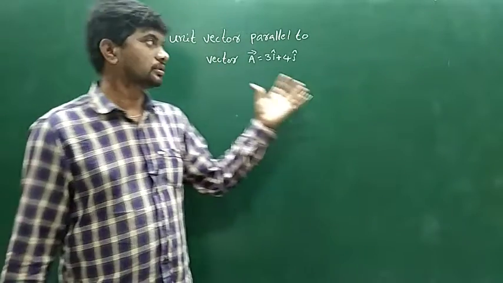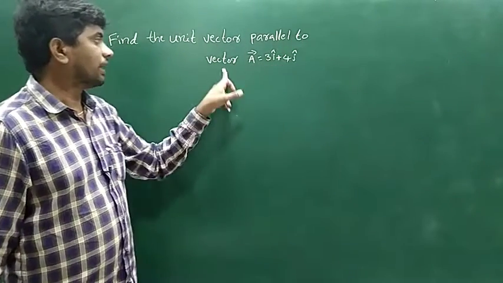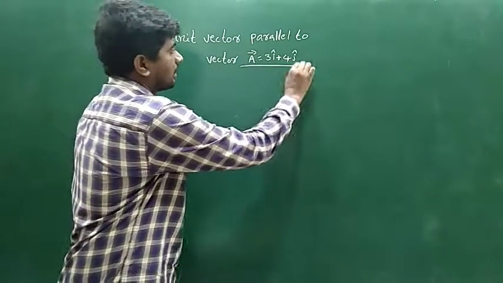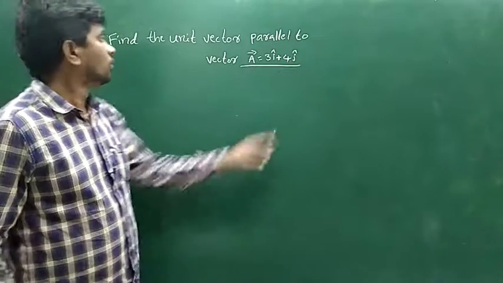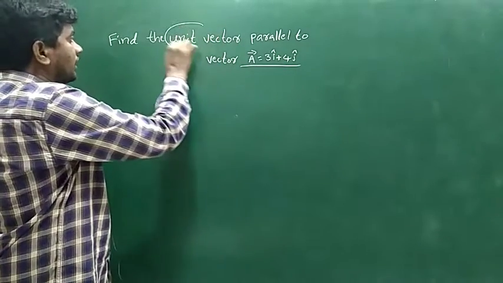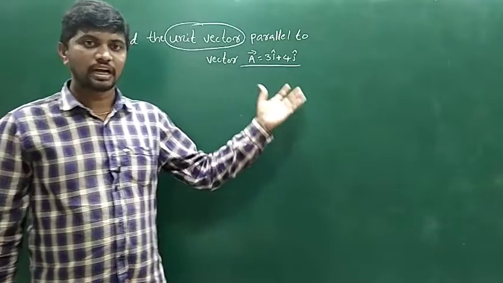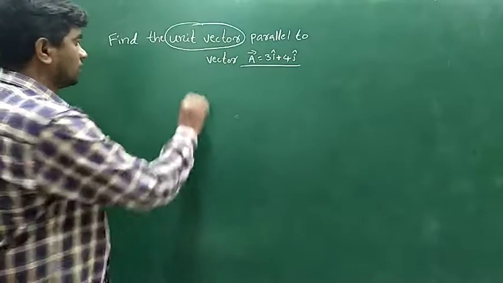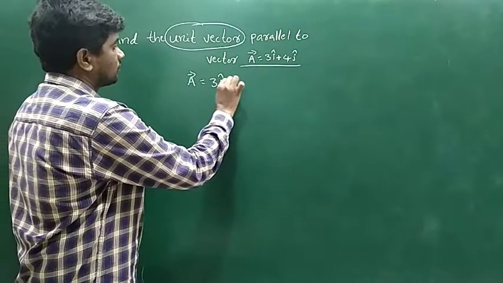The continuing problems today. Find the unit vector parallel to vector a bar equal to 3i plus 4j. This is the vector a equal to 3i cap plus 4j cap. To find out the unit vector, what is the unit vector? A vector whose magnitude is 1 is called a unit vector. First of all, a vector equal to 3i cap plus 4j.